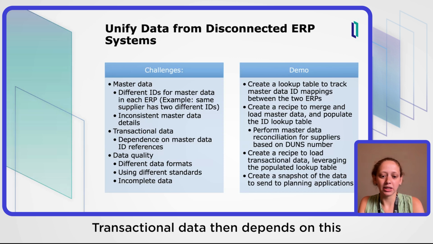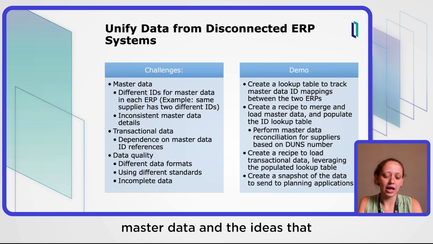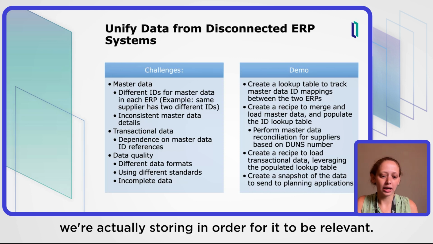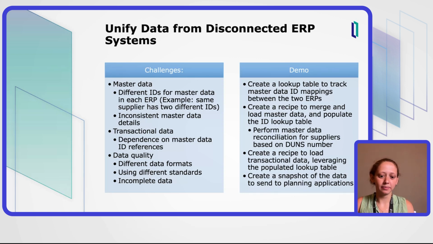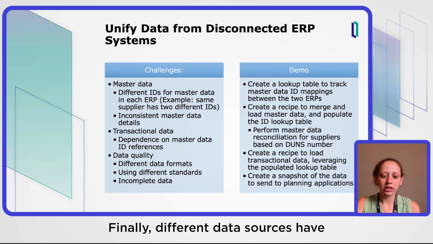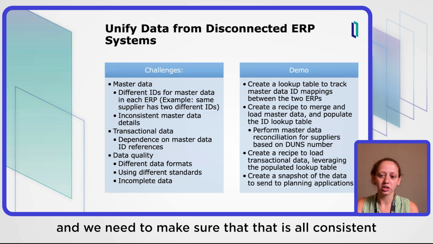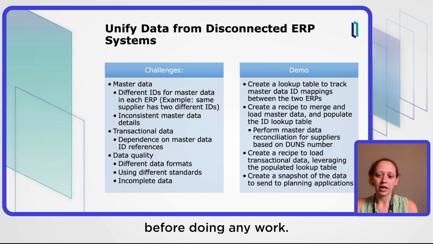Transactional data then depends on this master data, and the IDs that it has need to match what we're actually storing in order for it to be relevant. Finally, different data sources have different data quality and different formats, and we need to make sure that that is all consistent before doing any work.